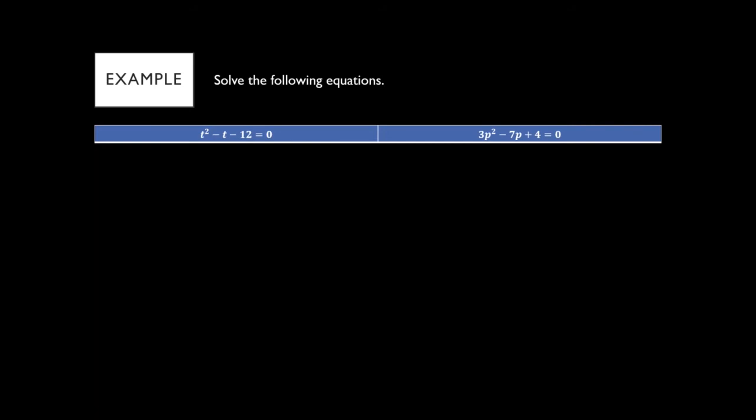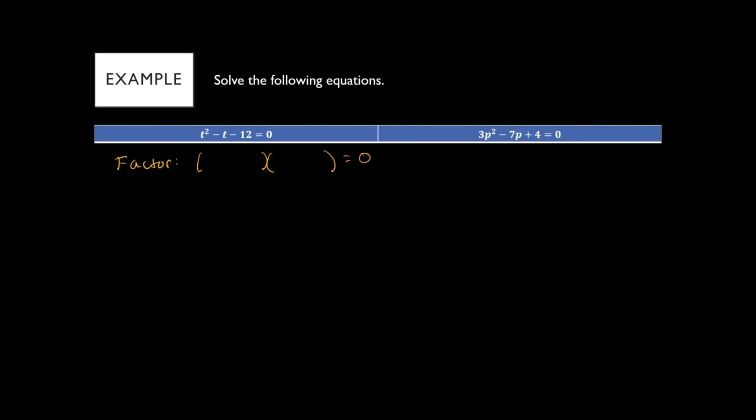So on the left here, we're going to do the first one. We have t squared minus t minus 12 equals 0. So I need to factor the left part. And so I know that I'm going to have two sets of parentheses. And then I need to make sure that I make it equal to 0, because this is an equation.